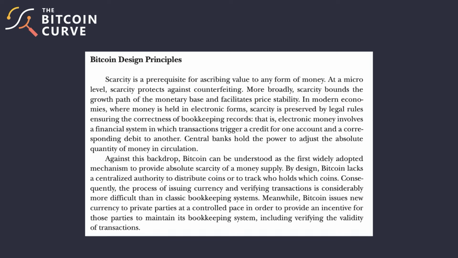There's quite a bit in there and I'll skip through it, but I will put it up on the screen as well. The second paragraph then goes into, against this backdrop, Bitcoin can be understood as the first widely adopted mechanism to provide absolute scarcity of a money supply. By design, Bitcoin lacks a centralized authority to distribute coins or to track who holds which coins. Consequently, the process of issuing currency and verifying transactions is considerably more difficult than in the classic bookkeeping systems. Meanwhile, Bitcoin issues new currency to private parties at a controlled pace in order to provide an incentive for those parties to maintain its bookkeeping systems, including verifying the validity of transactions.